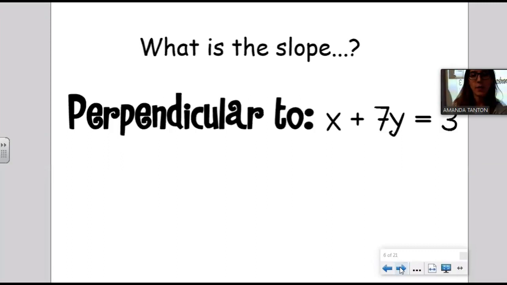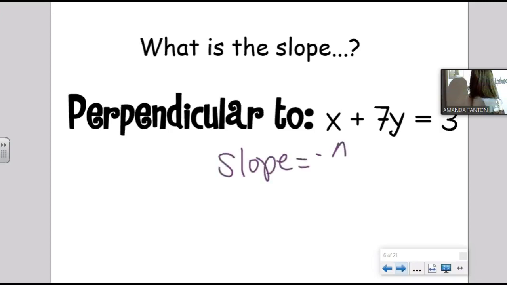What is the slope of a line perpendicular to x plus 7y equals 3? I taught my students a quick trick. If the equation's in standard form, the slope is always negative a over b, where a is the coefficient of x and b is the coefficient of y. You might have learned that in Algebra 1. In this example, there's an understood 1 there, so the slope is negative 1 over 7.